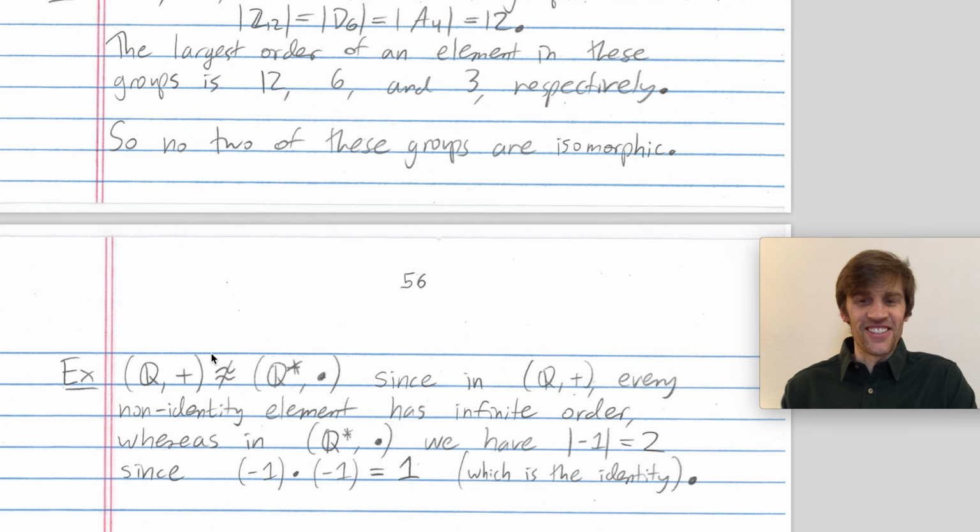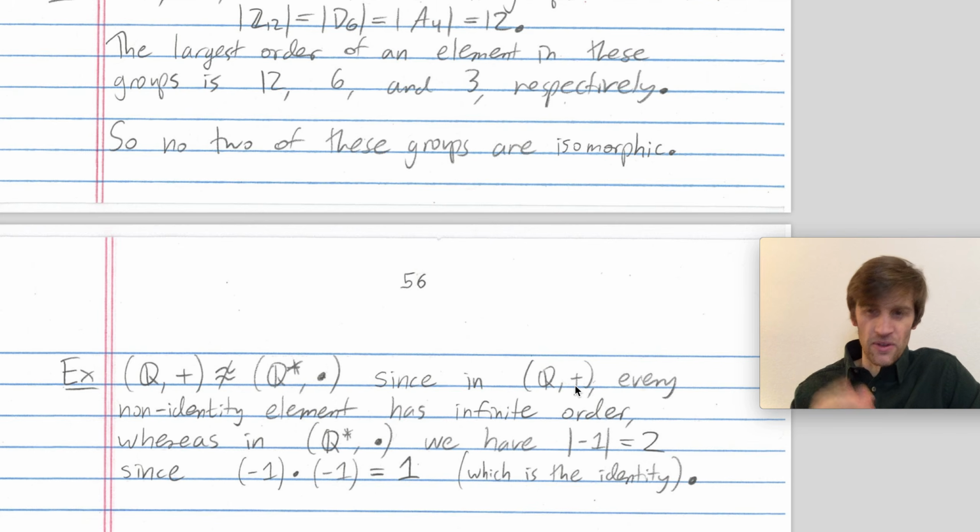I forget if I said integers or rationals. Hopefully I said rationals on the video, but we have the rationals under addition and the rationals that are non-zero under multiplication. Okay, in the rationals under addition, every non-identity element has infinite order. So the identity here is 0. And if you take any element that's not the identity, like 2/3, and you add it to itself a bunch of times, 2/3 plus 2/3 plus 2/3 plus 2/3, you never get back to the identity. So it has infinite order.